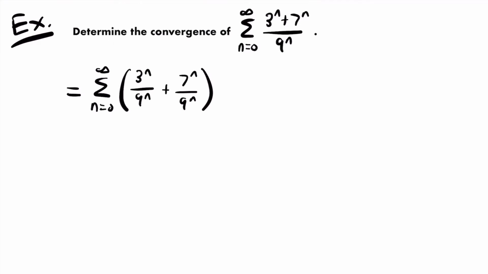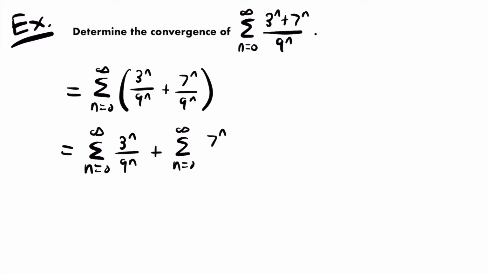And so now what we can do is, since we are taking the sum of both of these terms individually, we can actually split this up into 2 separate sums or 2 separate series. We can have the series for this term plus the series for this term. So this will be equal to the sum from n equals 0 to infinity of 3 to the power of n divided by 9 to the power of n plus the sum from n equals 0 to infinity of 7 to the power of n divided by 9 to the power of n.